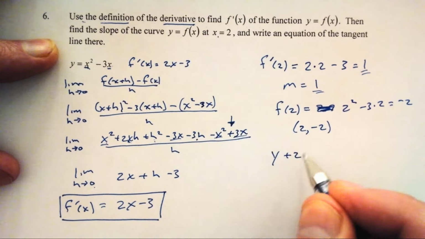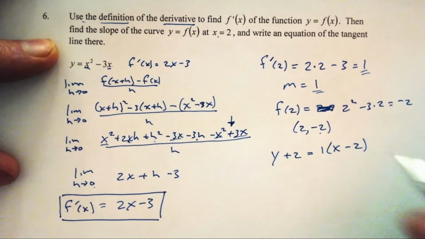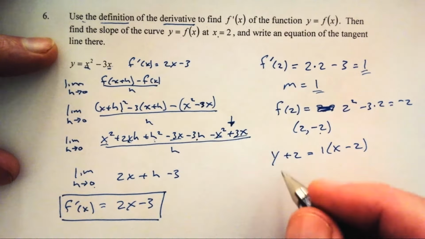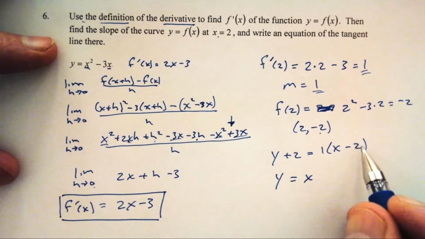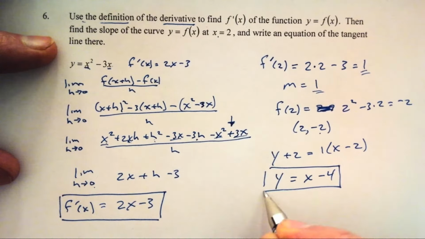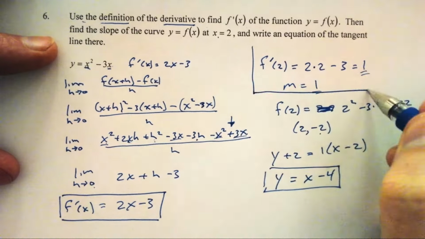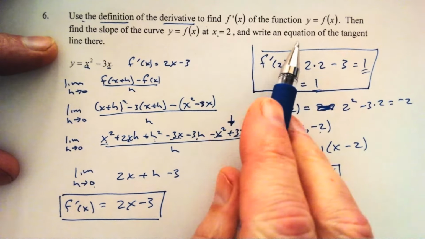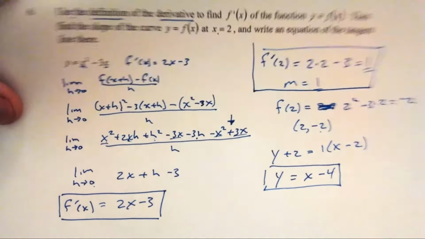Y minus the y coordinate equals slope times x minus the x coordinate, which could be an answer. I'm going to put this in slope-intercept form. Y equals x minus 2 more, minus 4. That's a solution. Find the slope. Here's the solution. Then write the equation of the tangent line. And we got them. All right.